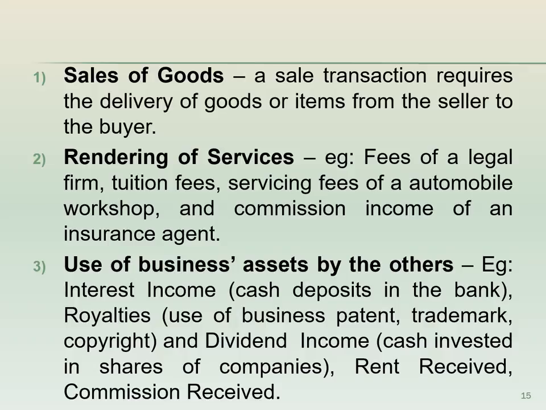For example, interest income, where we put the money in the bank, then the bank will give us some interest. So that is our income or revenue to the business. Royalties, whenever other people use our patents or trademarks or copyrights. Dividend income, where we hold shares in other companies. Rent received, where we rent out a certain space of our assets. And commission received, where we allow people to use our business premises to put their goods to be sold, or we act as an agent to sell off the products.